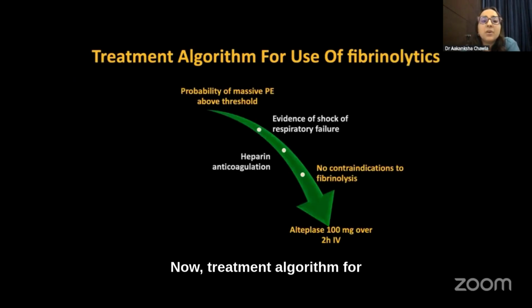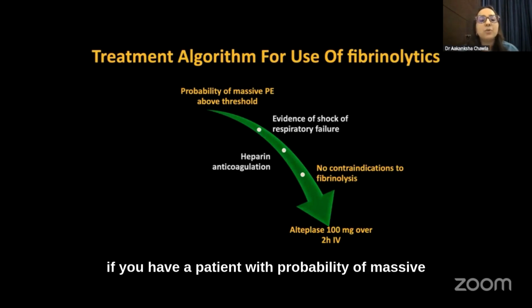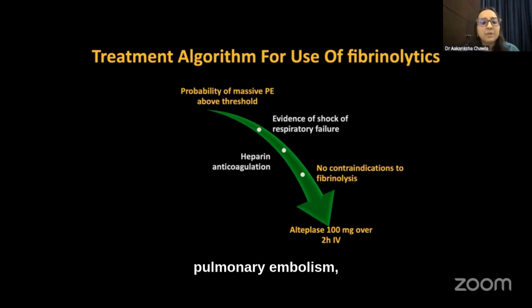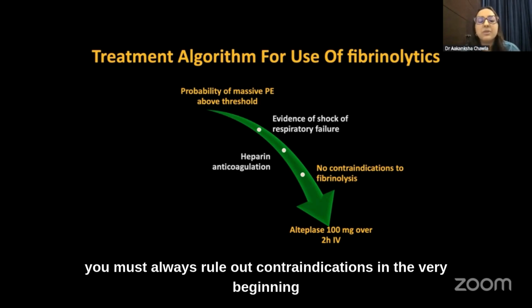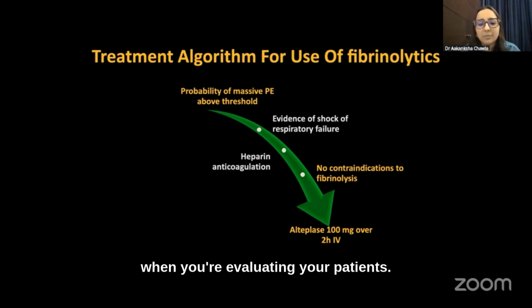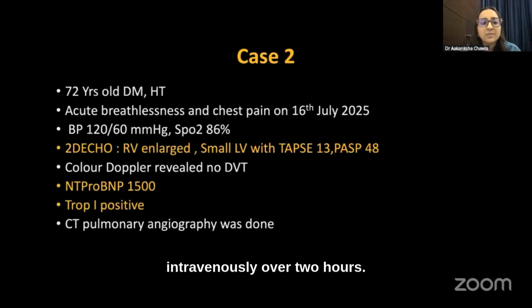Now, the treatment algorithm for the use of fibrinolytics. If you have a patient with probable massive pulmonary embolism, there is evidence of shock or respiratory failure, you've given the initial anticoagulation and there are no contraindications. Remember, you must always rule out contraindications in the very beginning when you're evaluating your patients. The drug of choice is alteplase, 100 milligrams given intravenously over 2 hours.